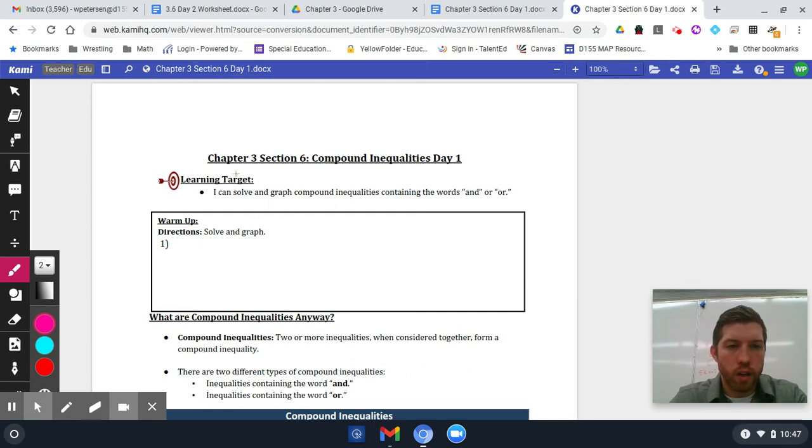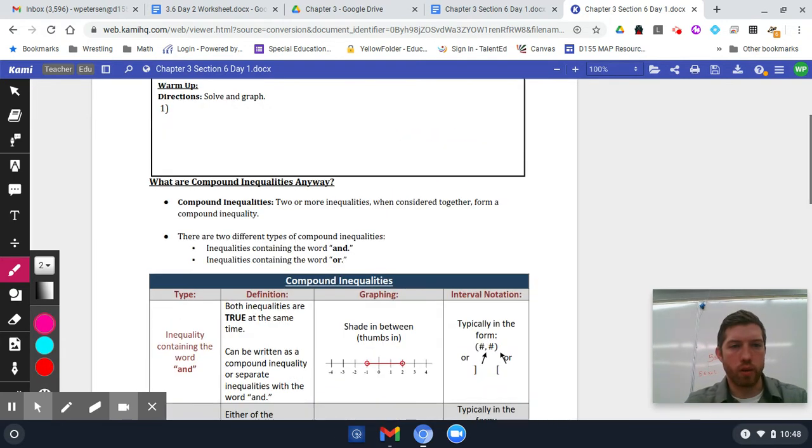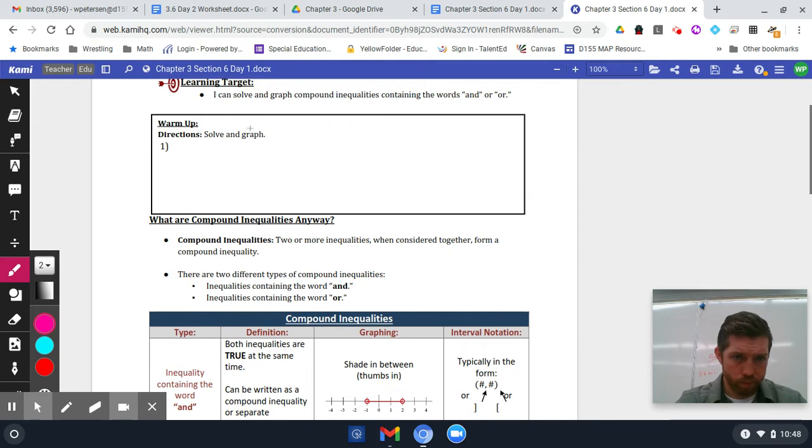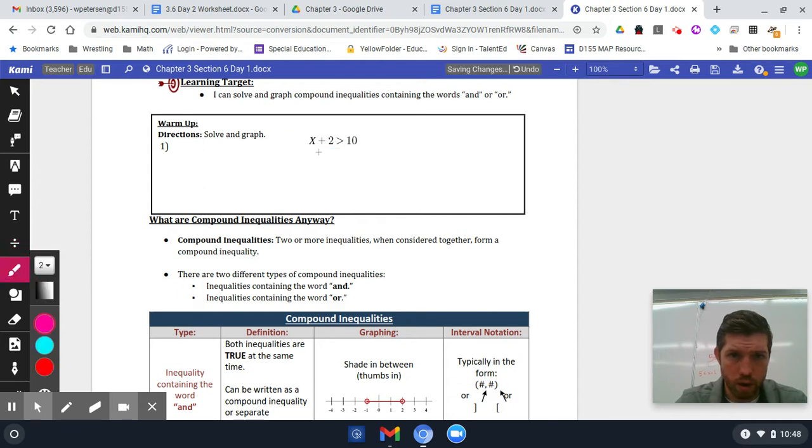All right. So chapter 3, section 6, we're talking about compound inequalities. What we had before were just inequalities. So we might have had something like x plus 2 is greater than 10, right? And in this particular problem, all we'd have to do is subtract 2 from both sides. And we were left with x is greater than 8. And then we'd want to graph that.